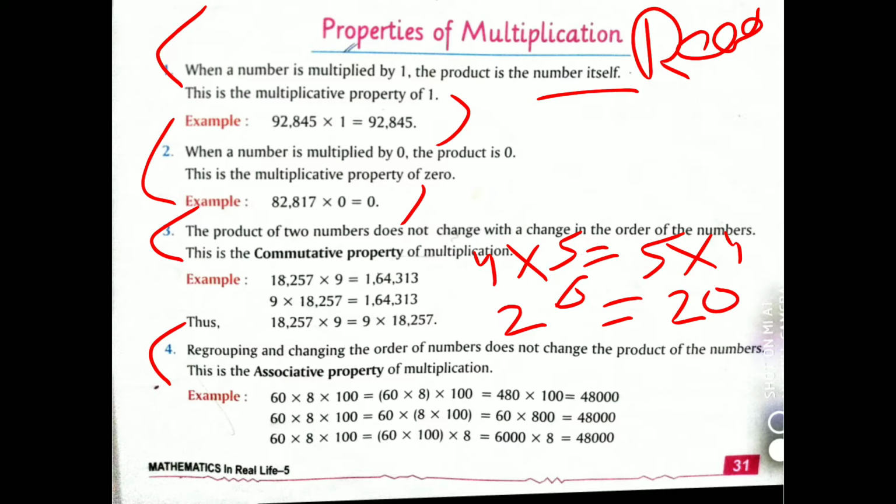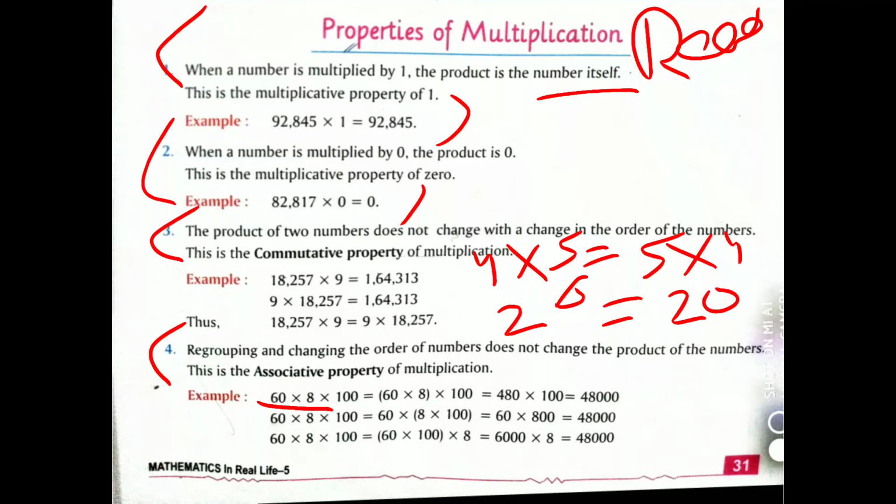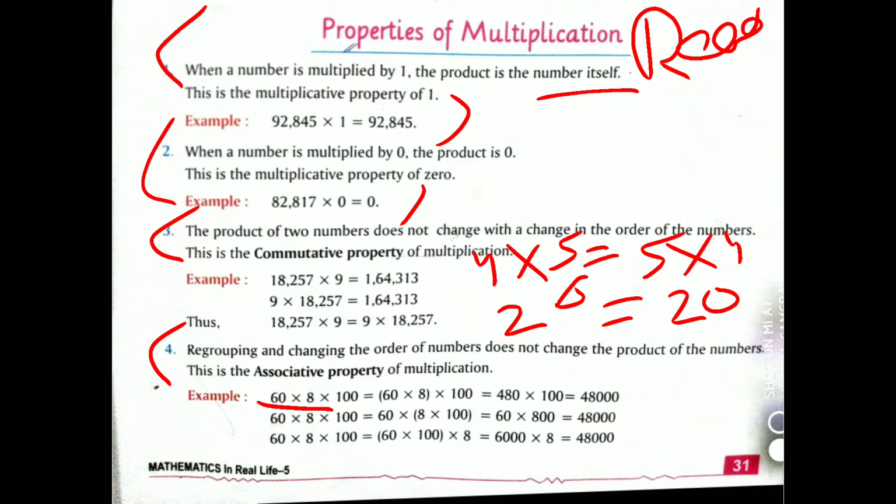Now the fourth property is regrouping and changing the order of numbers does not change the product. Means here there will be three numbers and you have to make a group of two numbers. When you make the group, the answer will come the same. Firstly, I have made the group of 60 and 8, and then I multiply by 100, the answer is 48,000. Now the second time I have made the group of 8 and 100, and after making the 8 and 100 group, the answer comes 800, multiply with 60, the answer again comes 48,000.